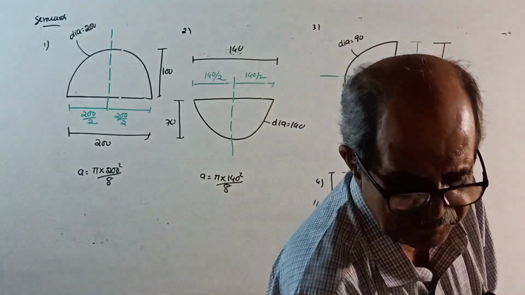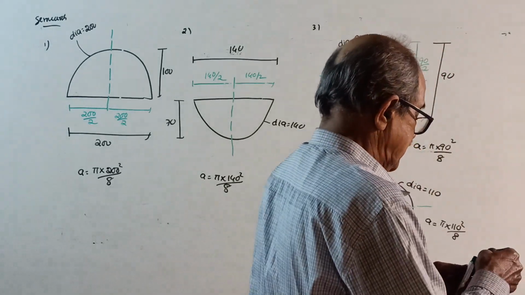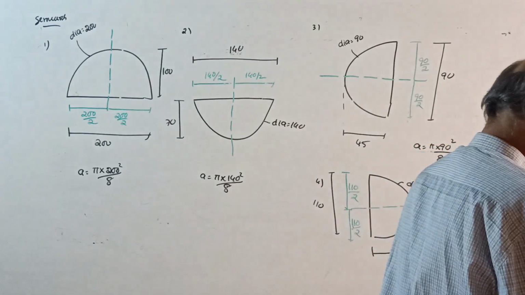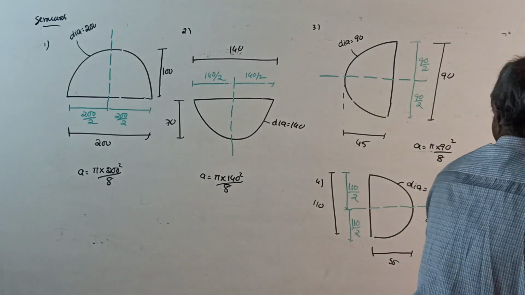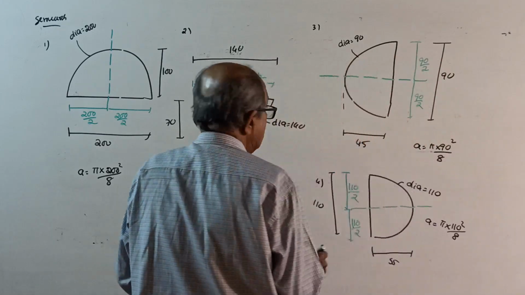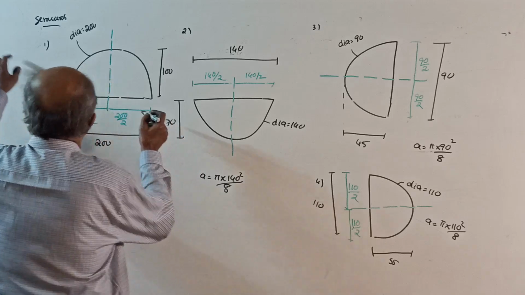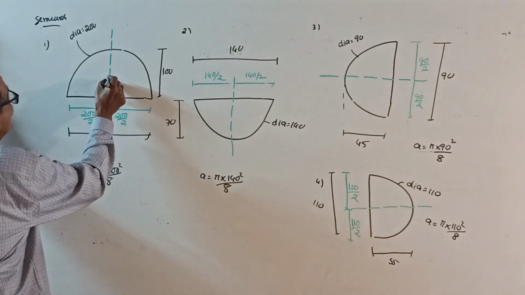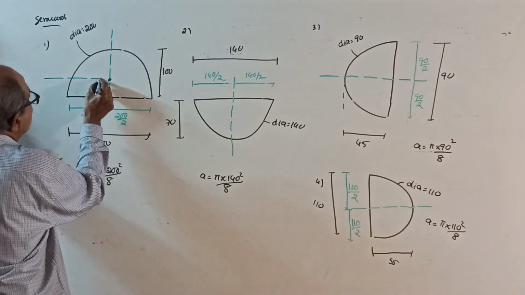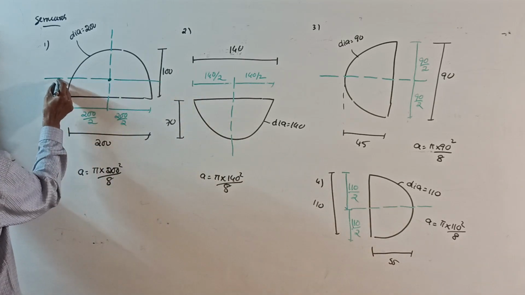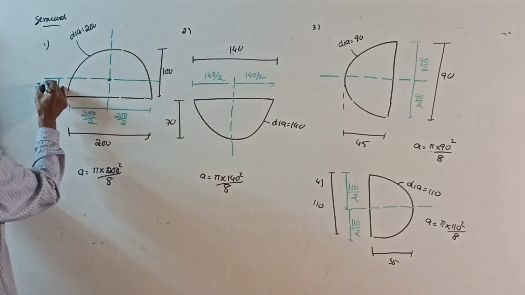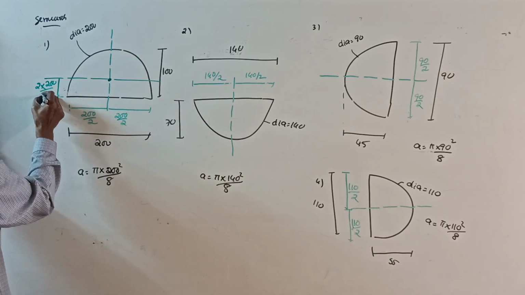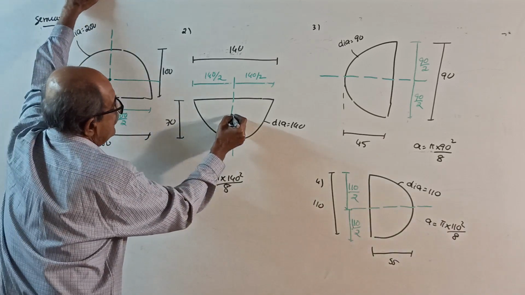Okay, now if anything is not clear, I will make it clear now. If something is not clear there. Okay, now this part is no problem. Centroid is more important. See now centroid here. This is another axis. This is 2d by 3 pi. 2 into diameter is 200 divided by 3 pi. Here, centroid is here.